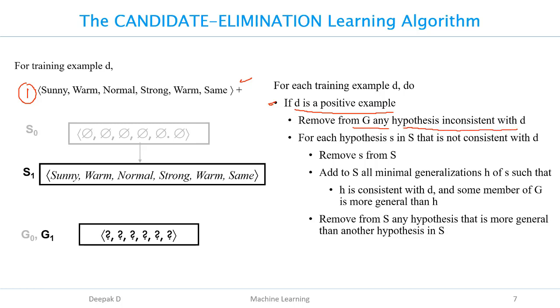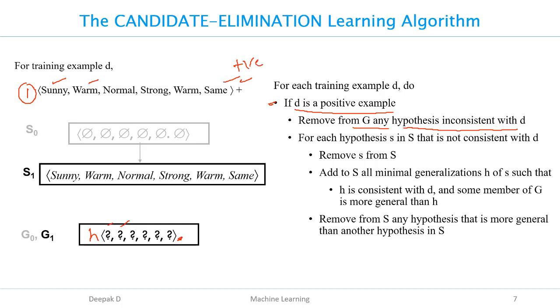So here we have only one hypothesis which is consistent with my training instance. How can we check that? Let's see here. You have a question mark here. Sunny means any value is acceptable. Here it is sunny. Second is any value is acceptable, warm. And similarly for all the attributes, which means that this hypothesis is classifying this instance as a positive instance.